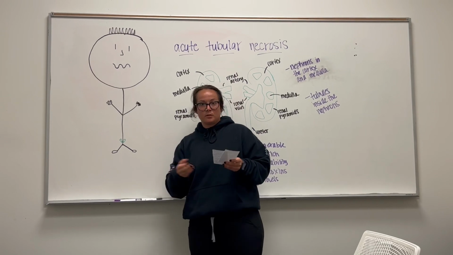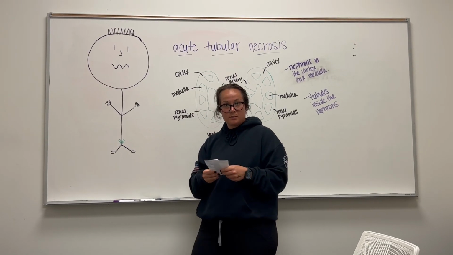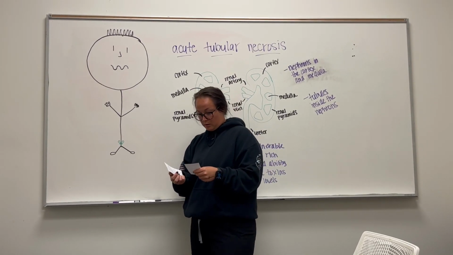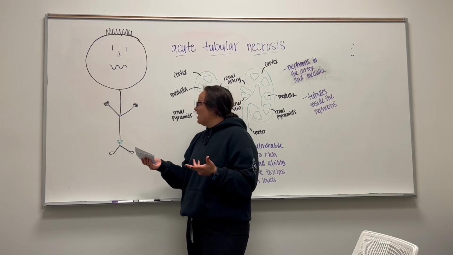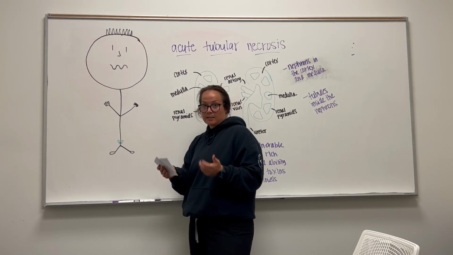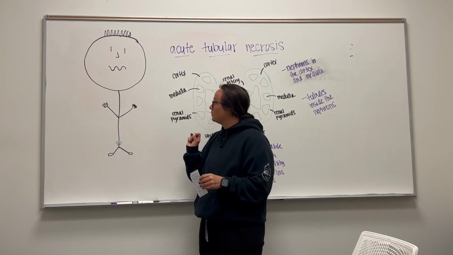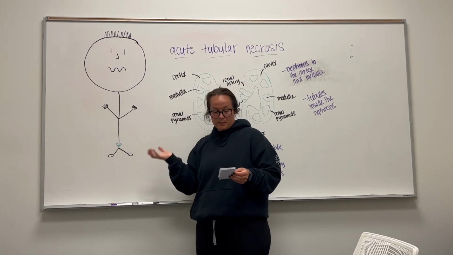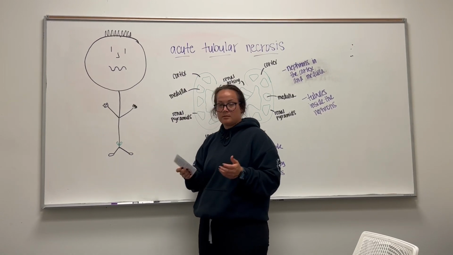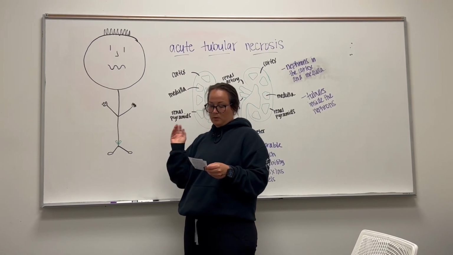And then we'd also want to look a little bit into the cardiovascular system. So we'd want to listen to their heart because this can cause things such as tachycardia or cardiac arrhythmias. And then we would also want to do an assessment of the skin, looking for any signs and symptoms of bleeding, such as petechiae or ecchymosis.